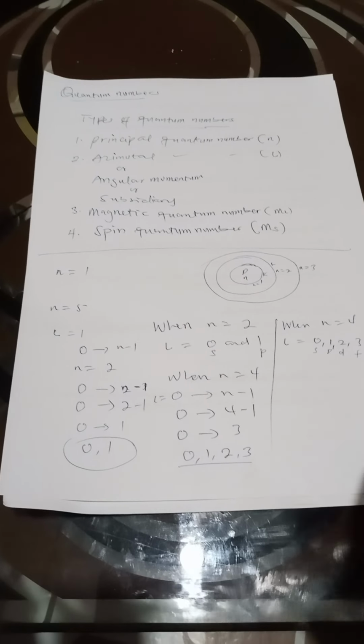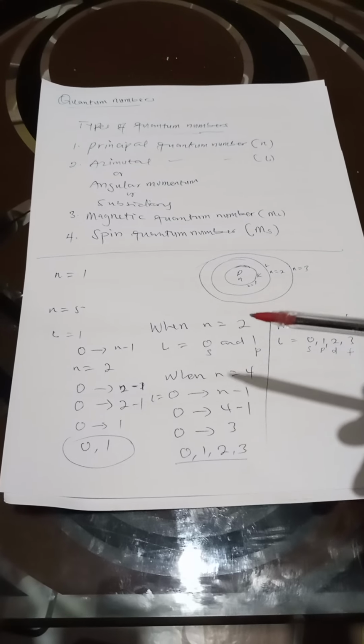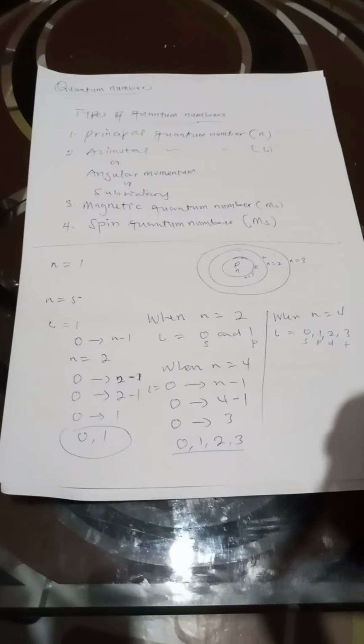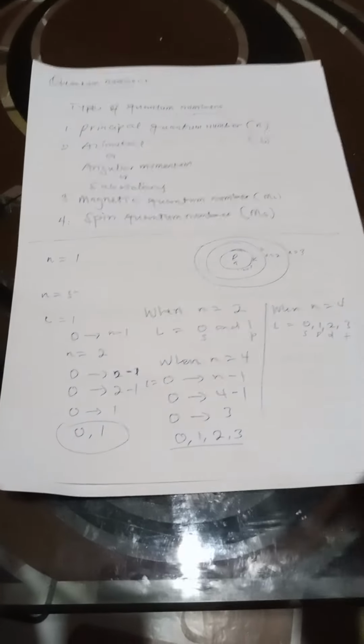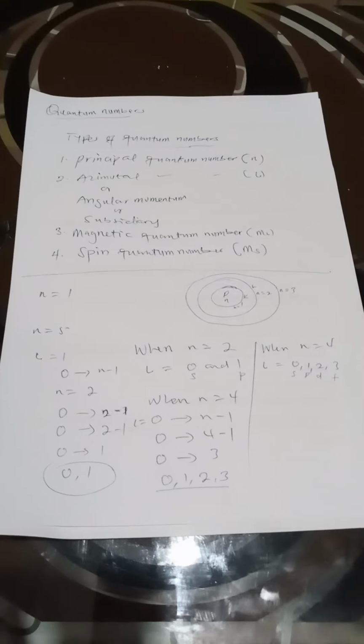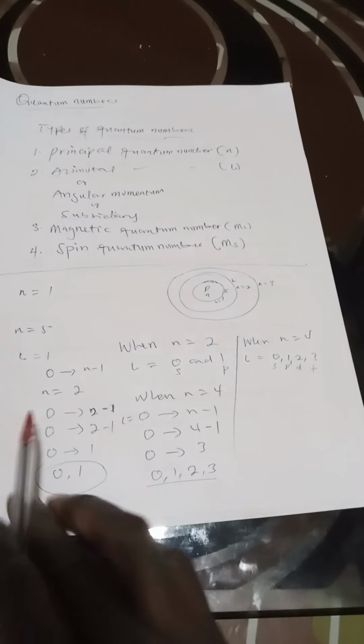Now let's look at the azimuthal quantum number. The azimuthal quantum number depends on the principal quantum number. Actually, it gives us the shape of the orbitals. The azimuthal quantum number will give you the shape of the orbitals, and it also tells the type of orbitals occupied by the electrons. So let's look at the azimuthal quantum number. We already said that the symbol is l.